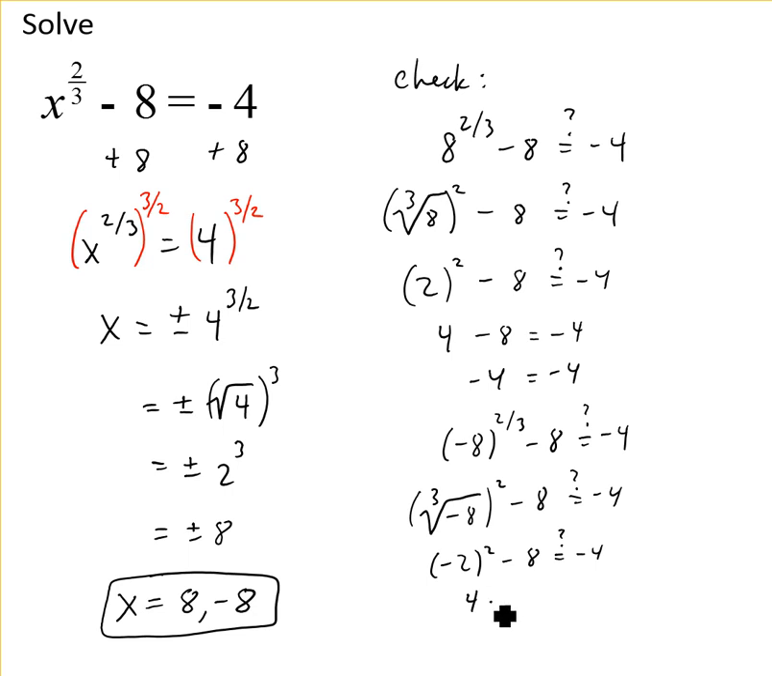And that's the reason for having to do that plus or minus whenever we take the square root of both sides, because we can square, in this case, either a positive 2 or a negative 2 and get the same answer. And so we do end up with another true statement here. Negative 4 equals negative 4. So both of those solutions work in the original equation.